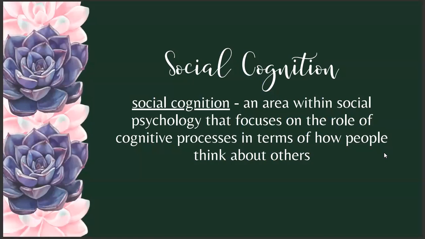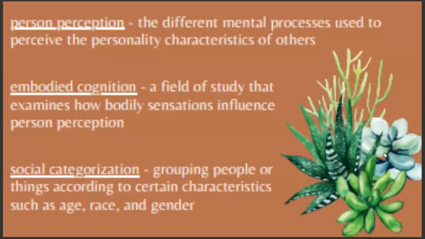So the first subsection of social psychology is called social cognition. Social cognition is an area within social psychology that focuses on the role of cognitive processes in terms of how people think about others. So how do I think about the things that you do? Am I judgmental of other people? Do I think highly of certain people? Do I think lowly of other people? What are those processes that make me think a certain way about people?